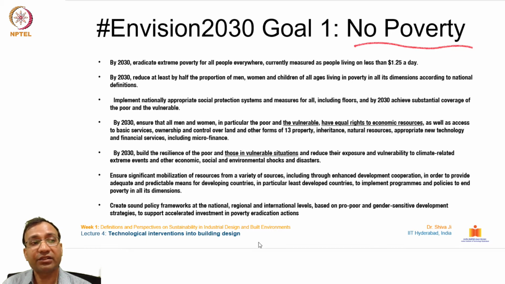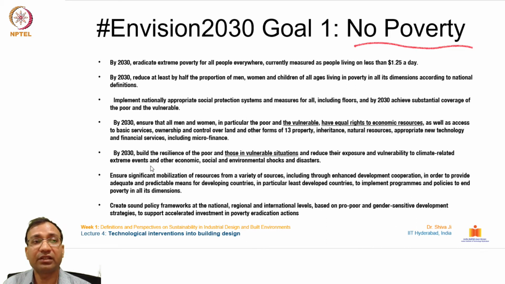Further, the next point is to ensure significant mobilization of resources from a variety of sources, including through enhanced development cooperation, in order to provide adequate and predictable means for developing countries, in particular least developed countries, to implement programs and policies to end poverty in all its dimensions. Further, create sound policy frameworks at the national, regional, and international levels based on pro-poor and gender-sensitive development strategies to support accelerated investment in poverty eradication actions.